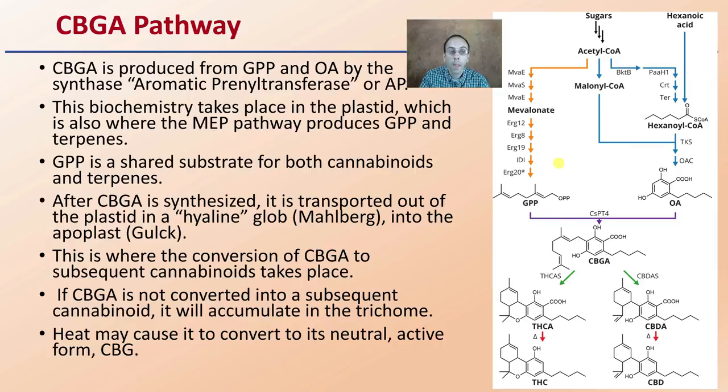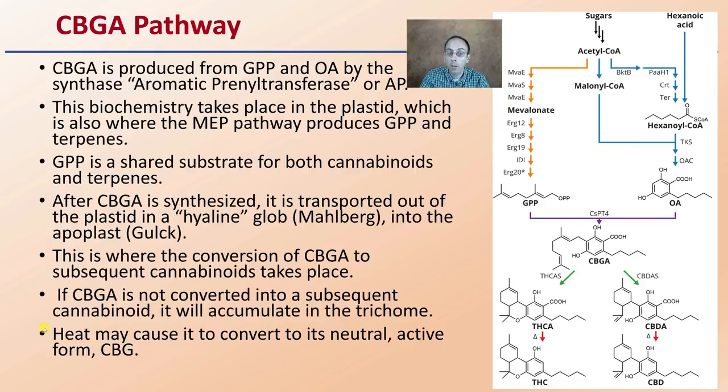After the CBGA is synthesized, it is transported out of the plastid to the hyaline globule into the apoplast. This is all occurring, again, within that trichome structure. This is where the conversion of CBGA to subsequent cannabinoids takes place, and those subsequent cannabinoids can be THCA or CBDA. The CBGA that is not converted into subsequent cannabinoids will accumulate in the trichome.